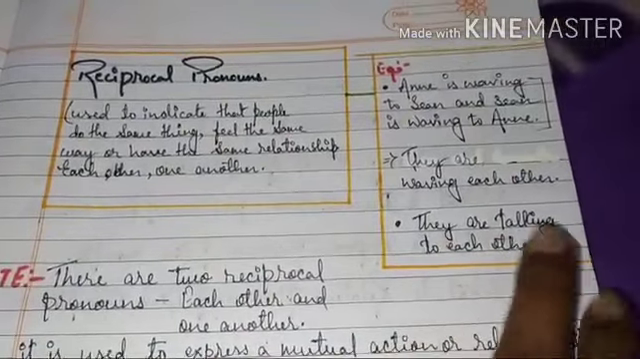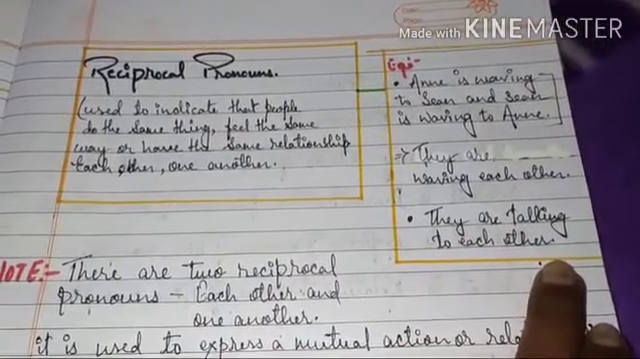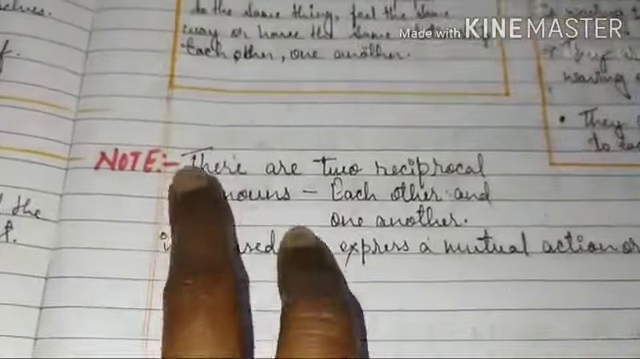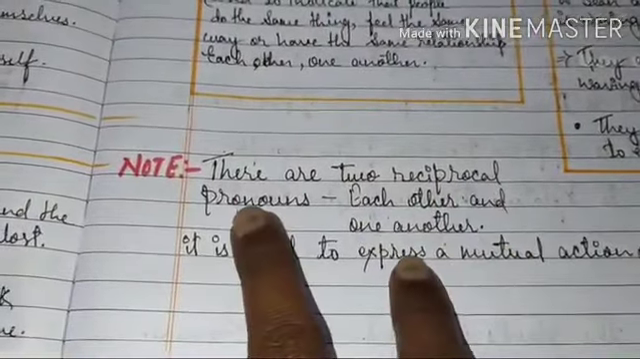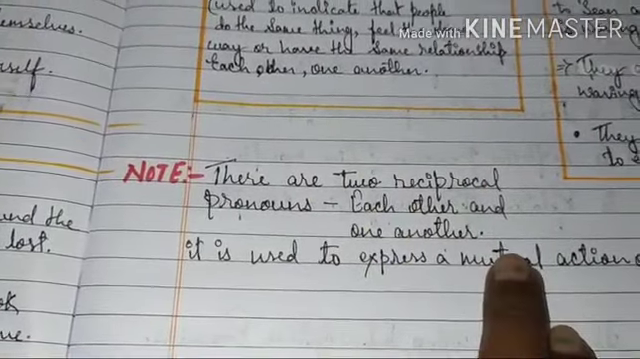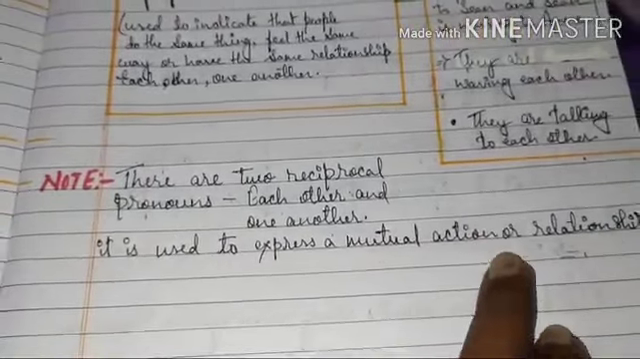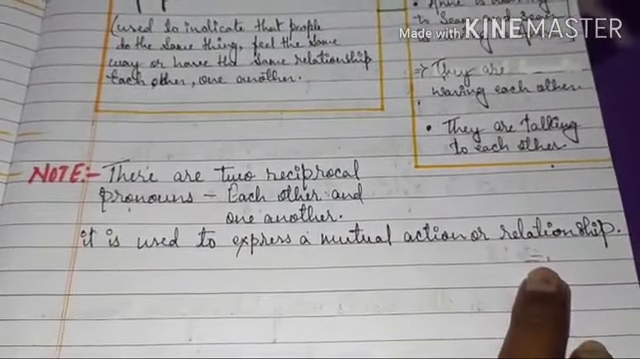They are talking to each other. Now, so here is a small note. There are two reciprocal pronouns, each other and one another. It is used to express a mutual action or relationship.